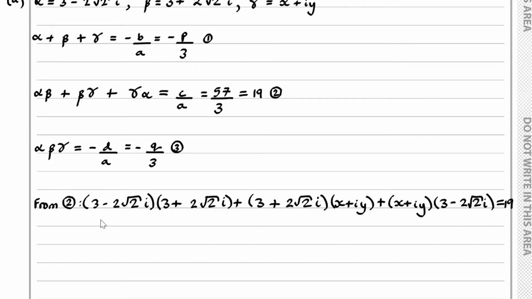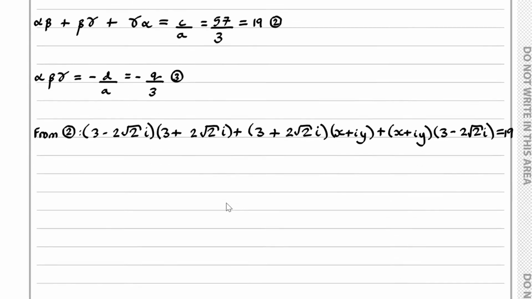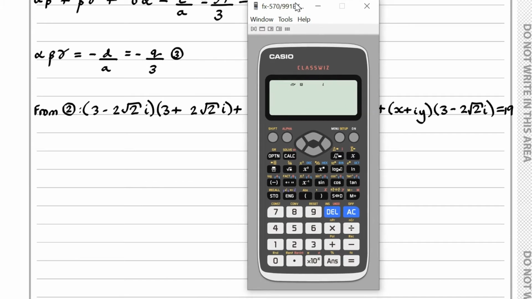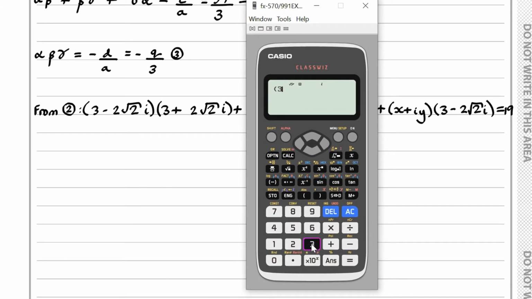If we expand all these terms, of course we can just use our calculator. Make sure you're in complex mode. To access complex mode, press the menu and then press number 2. So here we have 3 minus 2 root 2 times i, lots of 3 plus 2 root 2 times i. It turns out here we get 17.